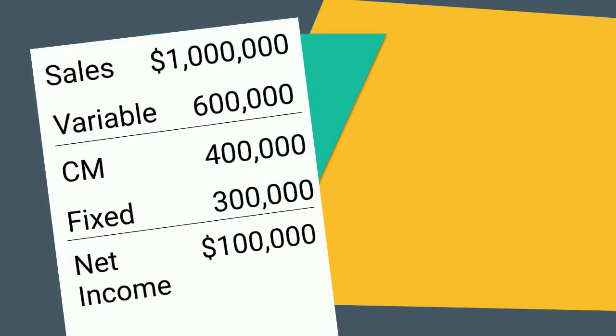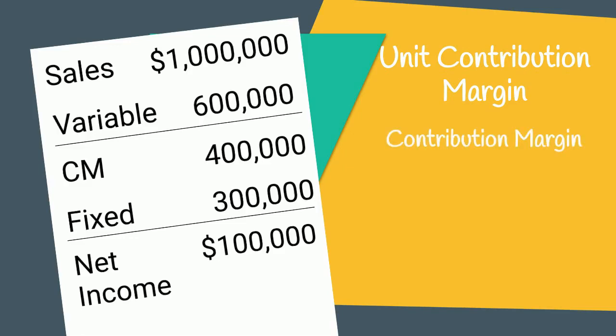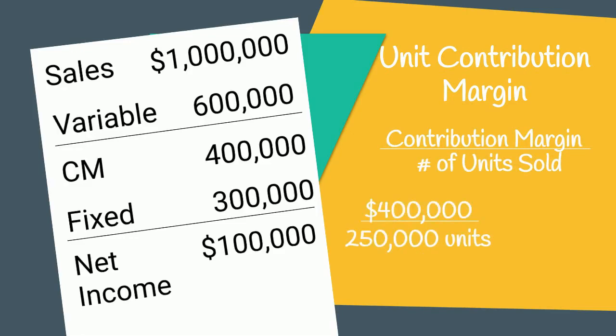Now for yet another way we can state contribution margin. We've seen it as a total dollar figure and as a percentage of sales. Now we can restate it as a per unit amount. This is called the unit contribution margin. All we need to do is take the total dollar amount contribution margin and divide it by the number of units sold. If we sold 250,000 units, the unit contribution margin would be $1.60.